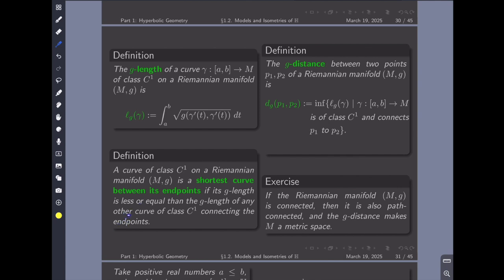So if I have 2 points, and I consider the curves, let's say of class C1, connecting them, there may be some of them that actually achieve the infimum. So the infimum of the lengths among the curves connecting the 2 points. I'm going to call such curves shortest curves, and I will probably just keep calling them shortest curves for a while instead of geodesics, because there is a difference between saying shortest curve connecting 2 points and geodesic.